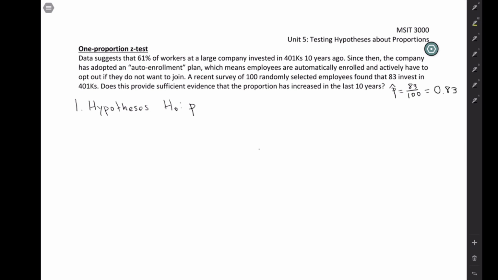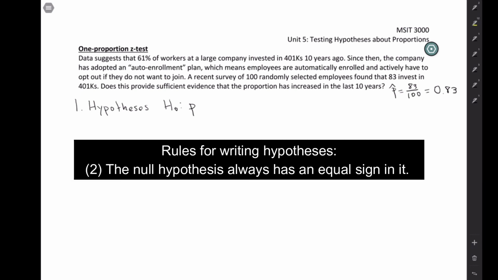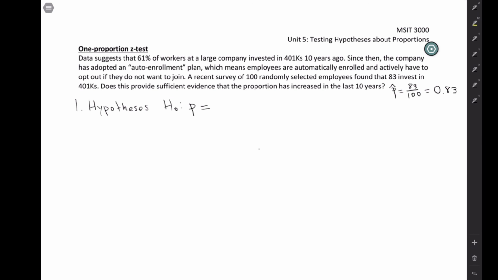But we want to know whether things have really improved at the whole company or if this was just sort of a lucky sample. Okay, so remember the null hypothesis is going to be the boring one that says nothing has changed. So if nothing has changed, then the population proportion who invest is still 61%, 0.61.